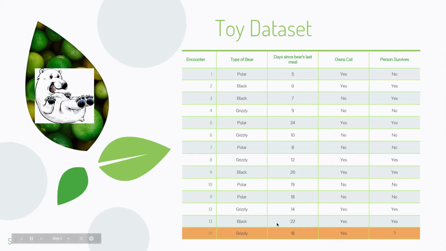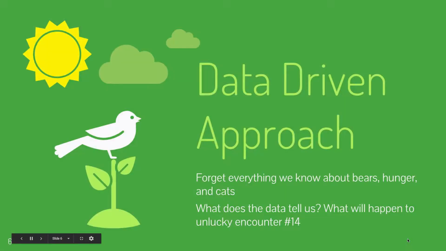So we want to predict this last one. We don't know if this person survived or not, but we want to know what the data is going to tell us about this person's survival rate. So the first thing you do in machine learning, let's take a data-driven approach here. What does the data tell us? We don't want to go in with any assumptions. We want to forget everything we know about bears or hunger or cats even. We just want to see what is there in the data that's going to tell us about this unlucky encounter number 14.